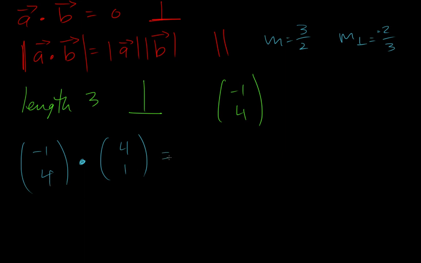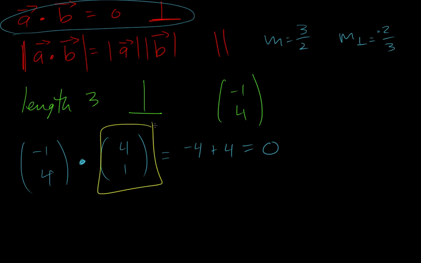This should give us 0. So let's just double check that. We get negative 4 plus 4, and that does equal 0. So we know that these are perpendicular based on this relationship right here. So we are going to use this because that's going to be perpendicular.